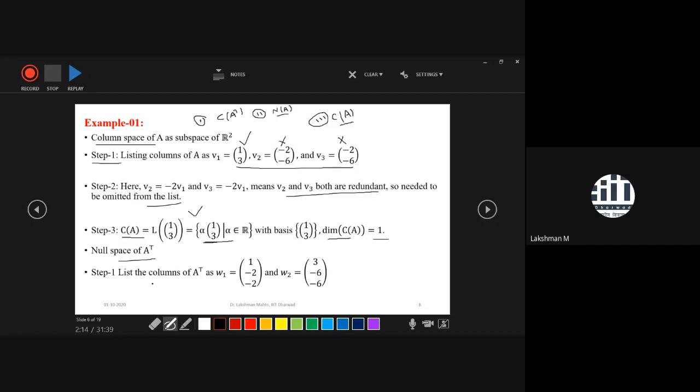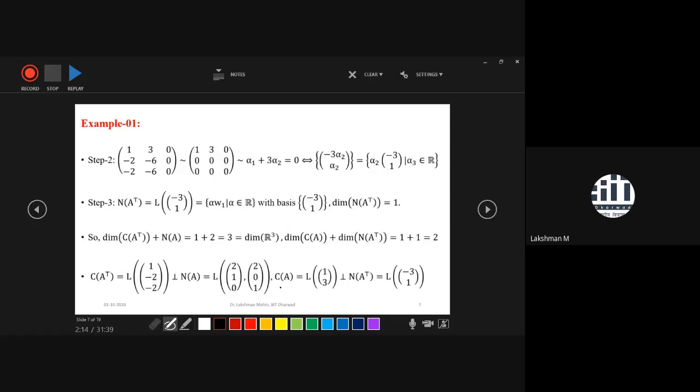You can observe that again it is the same procedure. In step 1, the obvious step, you have to list the columns of A transpose. Remember that you are going to find the null space of A transpose, that's why you are dealing with the columns of A transpose. So list them in a proper order. Then again the criteria of finding the kernel space or null space. Initially, I was using the term kernel space, and I had already mentioned that kernel space and null space are the same.